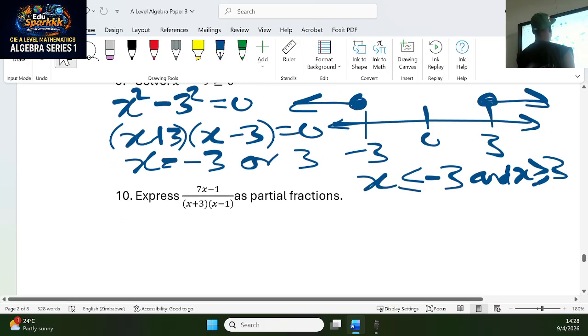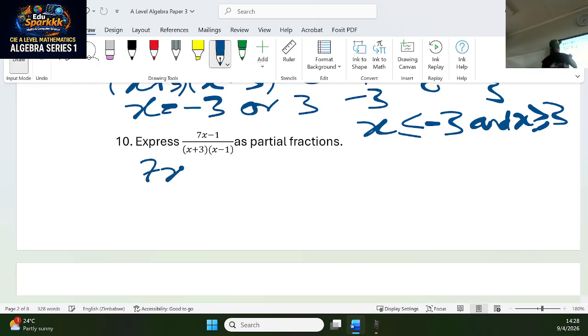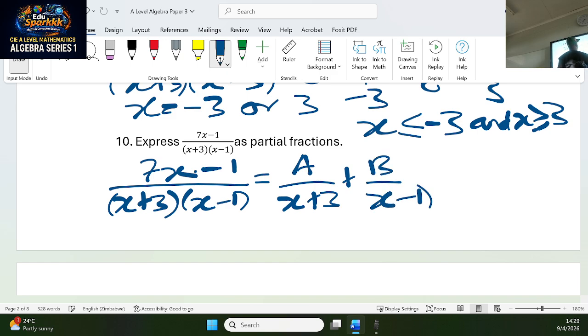Then the last one, number 10. We are interested in expressing this as partial fractions. So like we did earlier, we have 7x minus 1 all over x plus 3 times x minus 1. If we partialize it, it will give us fractions where we have a over x plus 3 plus b over x minus 1.